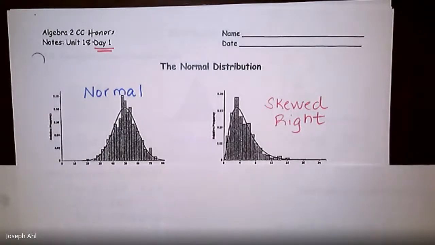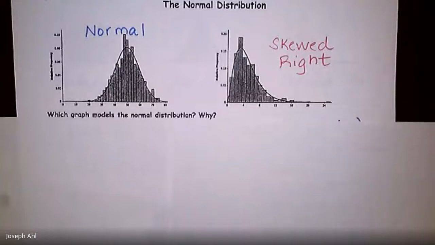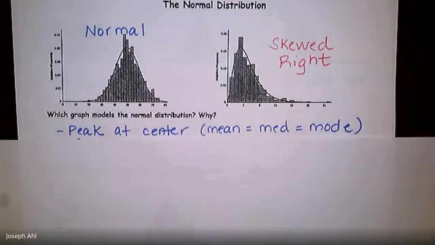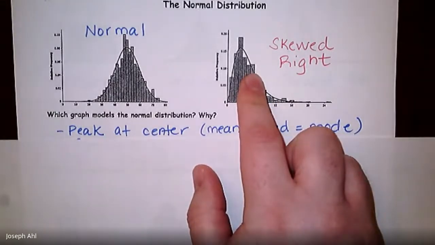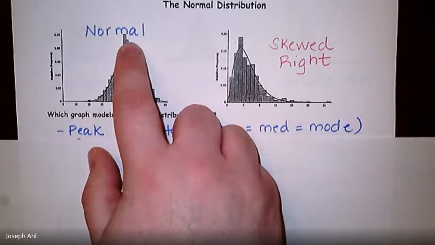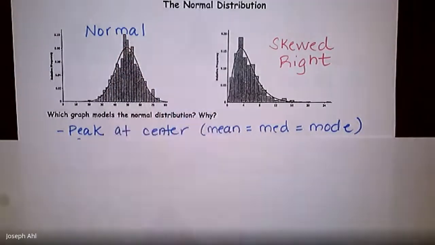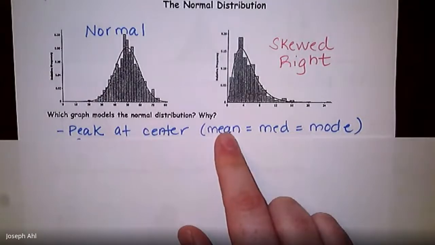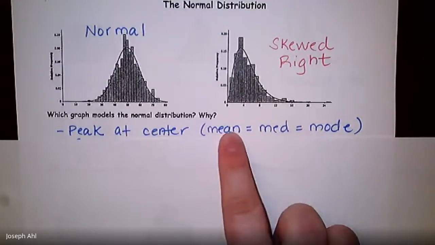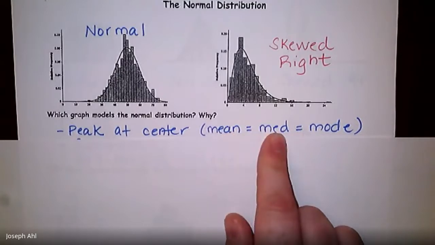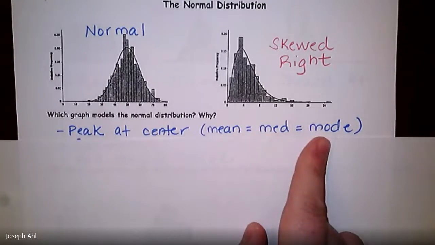So what are some of the characteristics of a normal distribution? For normal distributions, one thing that we should know is that it should have its peak at the center. The center of this distribution is probably right about here, so that's not the peak. But this distribution definitely is reaching its peak at the center there. And what we know in normal distributions is that the mean, the median, and the mode should all be the same. As a quick reminder, mean is the average of the data that you're looking at, median is the number in the middle, and the mode would be the number that occurs the most.